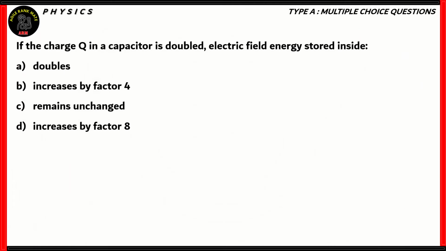Now let's look at another question. If the charge Q in a capacitor is doubled, the electric field energy stored inside would double, increase by a factor of 4, remain unchanged, or increase by a factor of 8. Now let's look at the energy stored in a capacitor. The energy stored in a capacitor is expressed by Q squared over 2C.